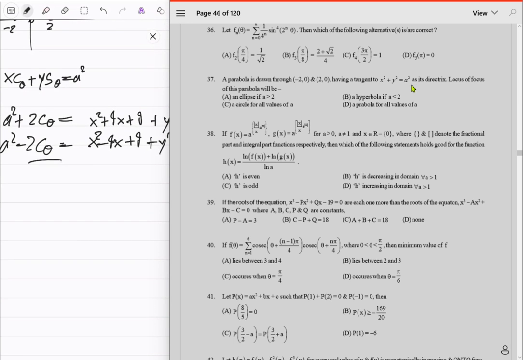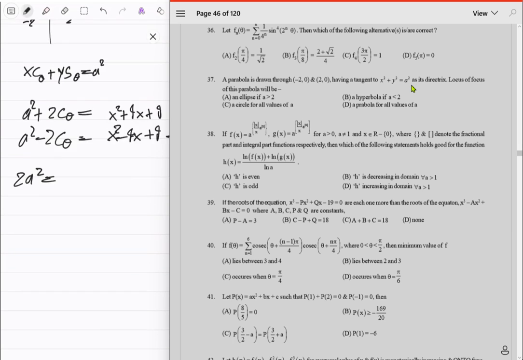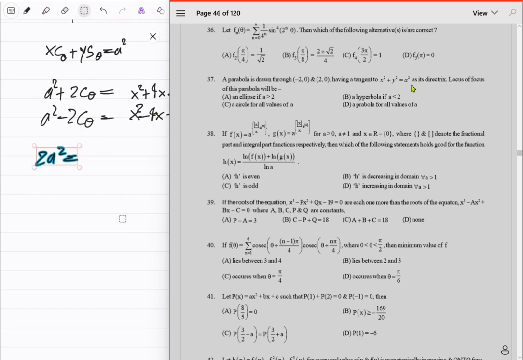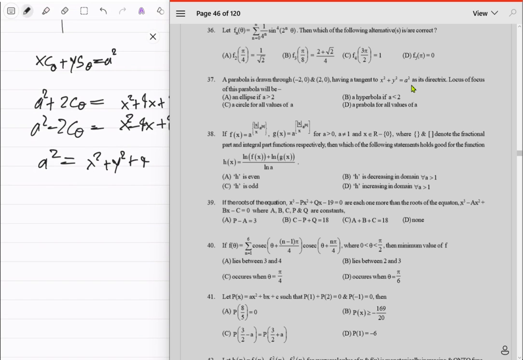Get rid of this theta, and then you will have the locus. So 2a square is equal to... remove the 2 from both sides. Just get a square is equal to x square plus y square plus 4. That means x square plus y square is equal to a square minus 4. That's the focus locus. It's an ellipse if a is bigger than 2. It's a circle all the time. A circle for all values of a. So C is the answer.